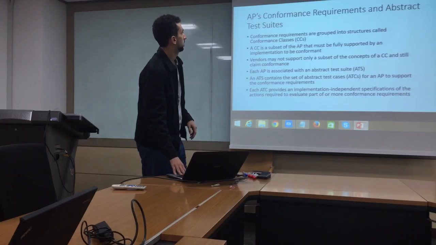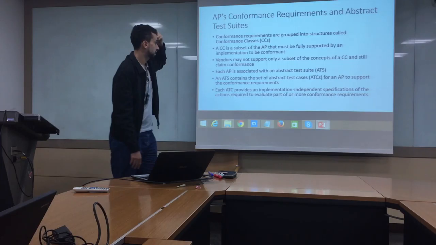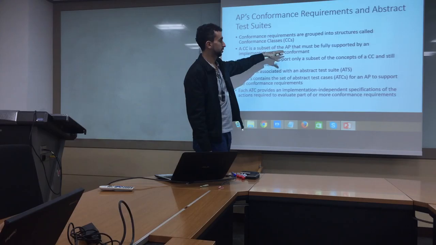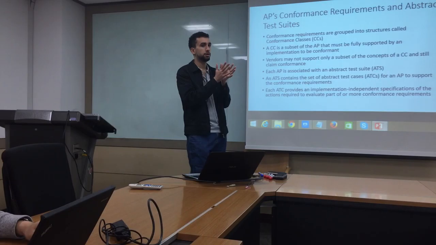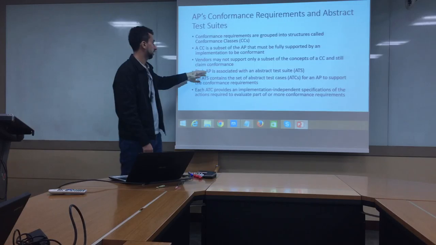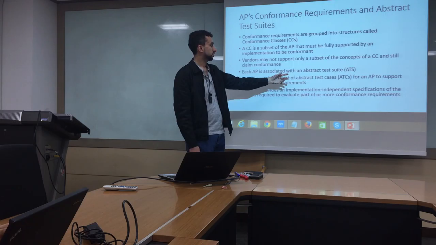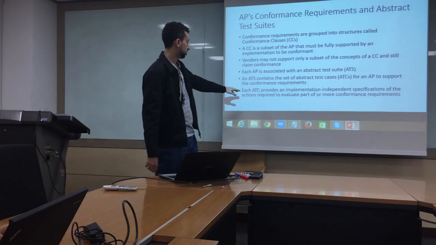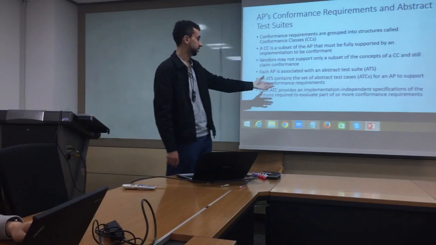And again, as I mentioned, the conformance requirements are grouped into structures called conformance classes, and each conformance class must be fully supported by an AP. So when the vendor claims conformance, he claims conformance to a whole class. He cannot claim conformance to a certain requirement. He has to choose the classes for which the application conforms. So you cannot only support a subset of the CC and then claim conformance. That doesn't work. Each AP is associated with an abstract test suite, as we saw in the diagram. Each test case provides an implementation dependent specification of the actions required to evaluate the test purposes, which may be part of one or more conformance requirements.